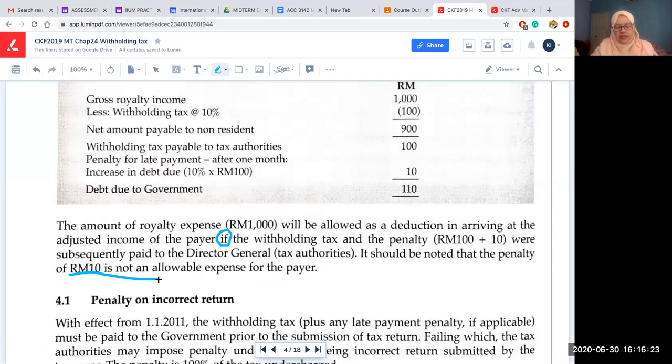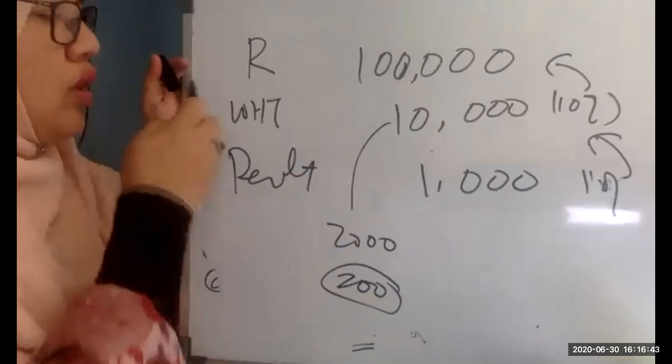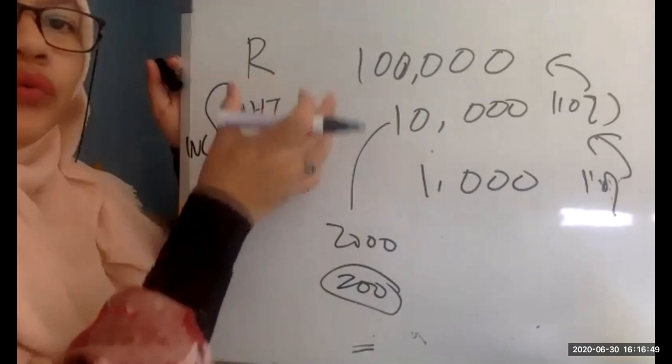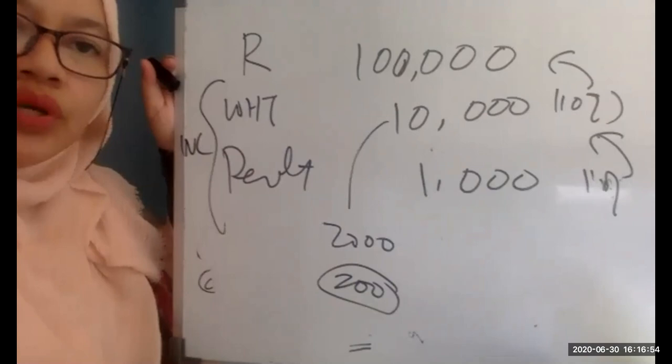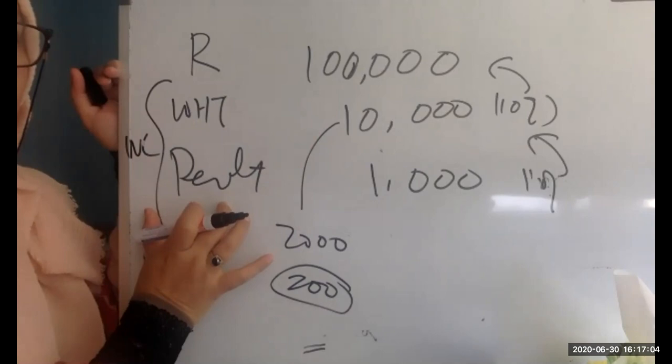So why do we have this? Initially, the law says that, for example, you have 100,000 and you do not withhold tax, or you withhold but do not pay to the authority, this is non-compliance. Whether you do not withhold or you withhold but do not pay, the tax implication arises when you do your corporate income tax. The question could be like this: payment of royalty to a non-resident person, withholding tax not complied with. The law says that the whole amount of this royalty is non-allowable.